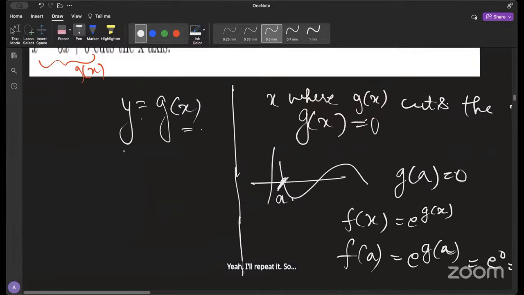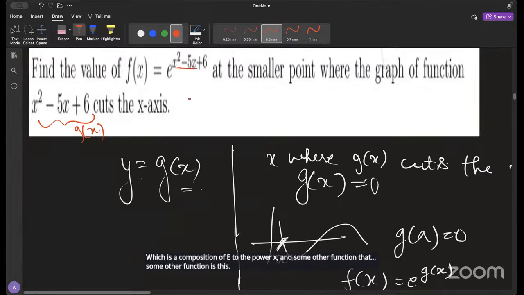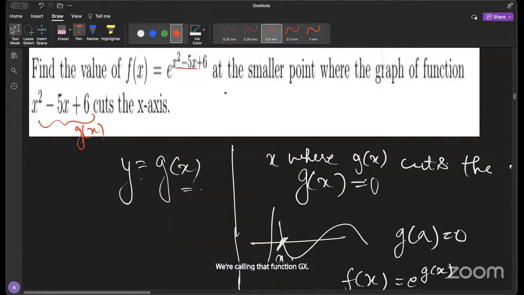So this question says that there is a function given to you, which is a composition of e to the power x and some other function. That other function is x square minus x plus 6. We're calling that function g(x). Now it says you have to find the value of this function at the smaller point. So let's say this function g(x) intersects the x-axis, although we already know that it's only going to cut the x-axis at 2 points.